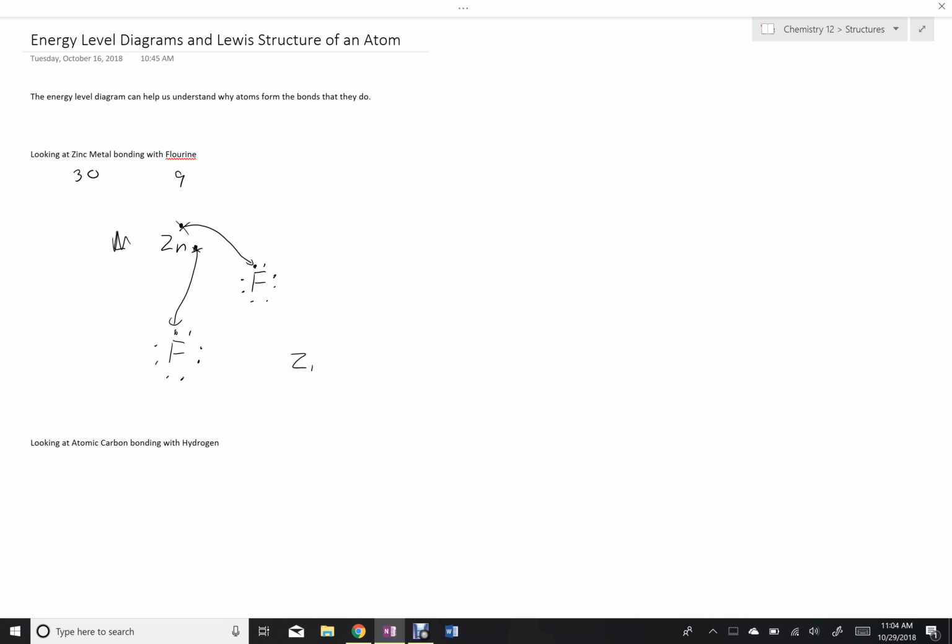And so we would end up with the Lewis structure, zinc 2 plus, and fluorine minus 1 each, 2 of them. Okay, so that's the ionic bond that would form. Now let's see what this looks like from an energy level diagram perspective.